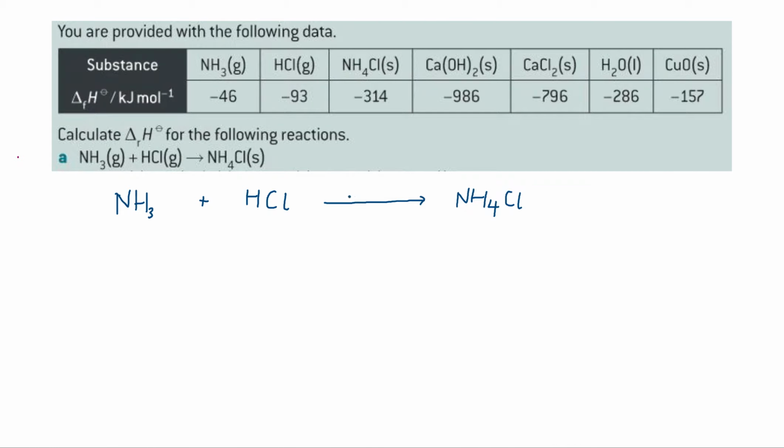Right, so this is the equation that we want to work out the enthalpy change of reaction for. So this here is our unknown. This is our enthalpy change of reaction that we don't know. So I'm just going to call it X.